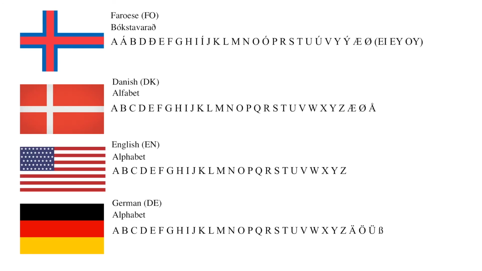Now here's just a comparison of how the Faroese alphabet looks compared to the Danish, English, and German alphabets. So even though Faroese doesn't have letters like C, Q, W, X, and Z, it still is longer than the other ones because it has so many vowels and then the added diphthongs as well.